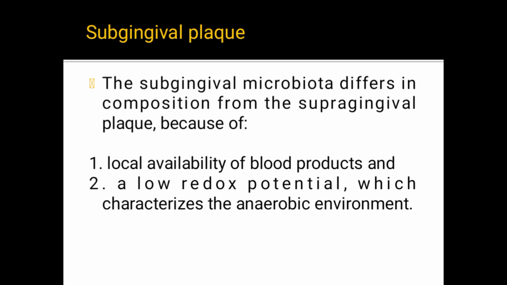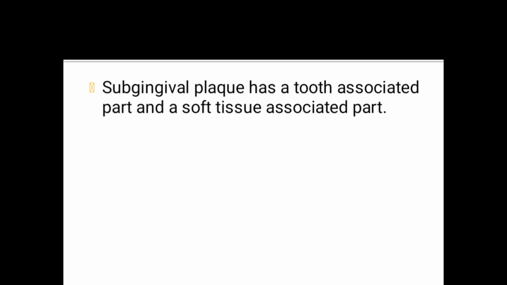Why? Because for the subgingival microbiota there is local availability of blood products. The blood products are nearer. There is low redox potential, which means low oxygen, so it produces an anaerobic environment. And subgingival plaque has a tooth associated part and a soft tissue associated part also.